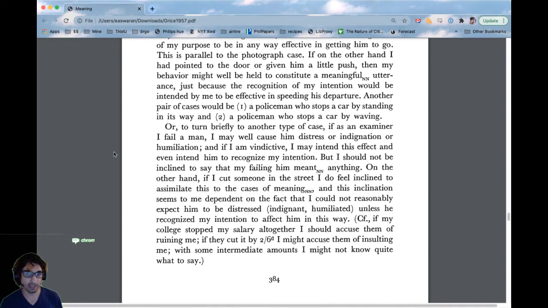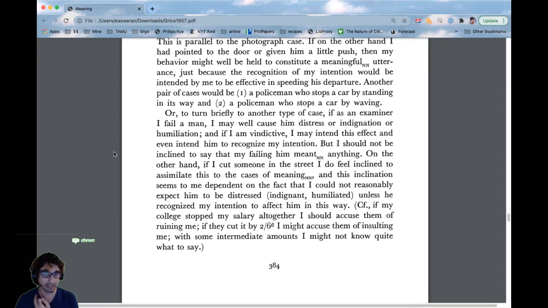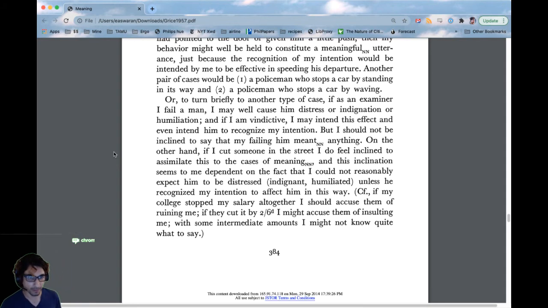Or to turn briefly to another type of case, if, as an examiner, I fail a man, I may well cause him distress or indignation or humiliation. And if I'm vindictive, I may intend this effect and even intend him to recognize my intention. Here, Grice is giving you a bit of the dirty side of the other side of classes. I should not be inclined to say that my failing him meant anything. That is, even if I intend to humiliate a student by failing them, giving them a failing grade is not an utterance with meaning.